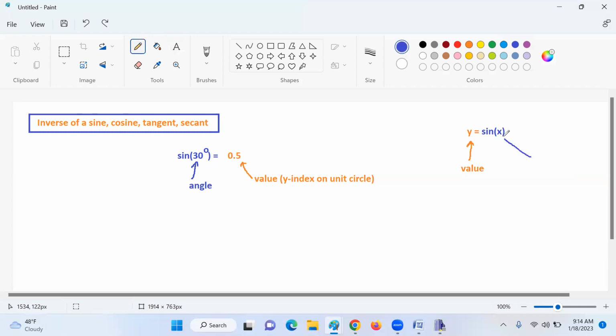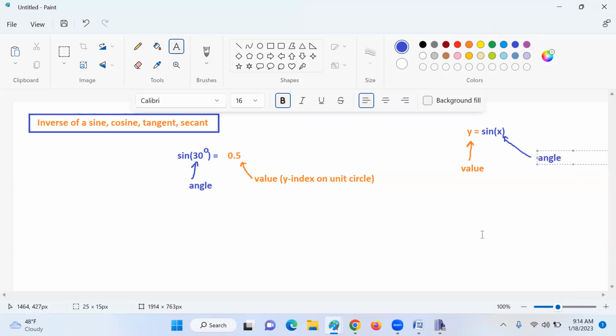And then the x will be the corresponding angle. So basically what we need to do is identify which one will be the input and which one is going to be the output. So the input will be the angle. For every single value of x, it is going to generate a certain output. So the output in this case will be the value from the sine function, correct?